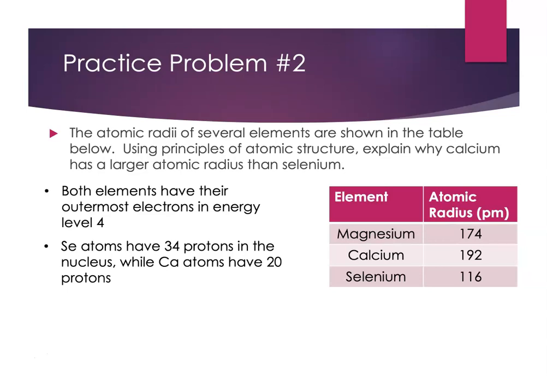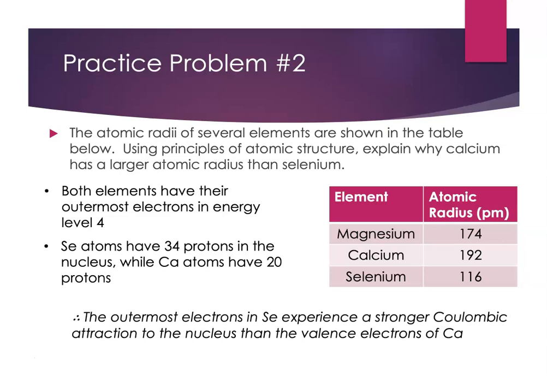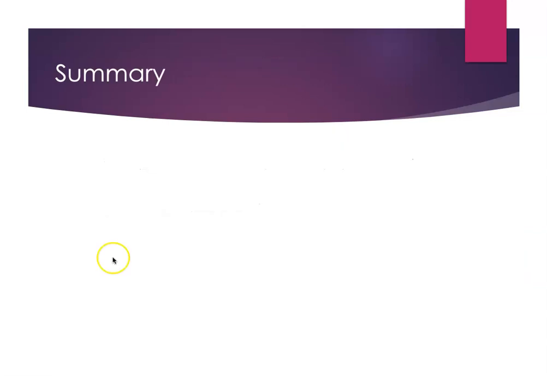This is really the heart of the matter right here. So the outermost electrons in selenium experience a stronger Coulombic attraction to the nucleus than the valence electrons of calcium. It's all about the nuclear charge. They're both occupying the same energy level for the valence electrons. So this is what you need to have in an answer like this. Remember, you have to refer back to the atomic structure. Very important. So let's summarize here.